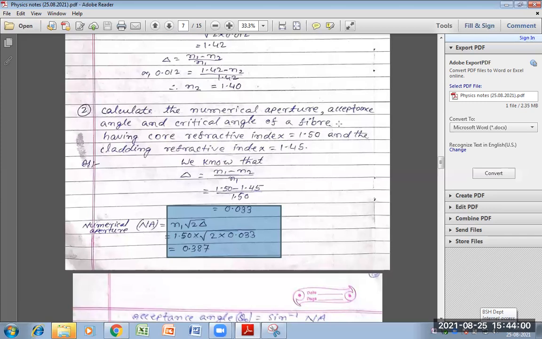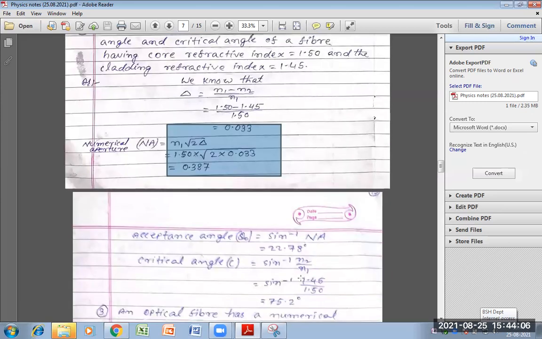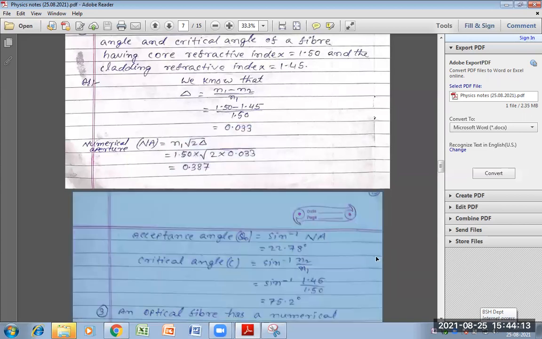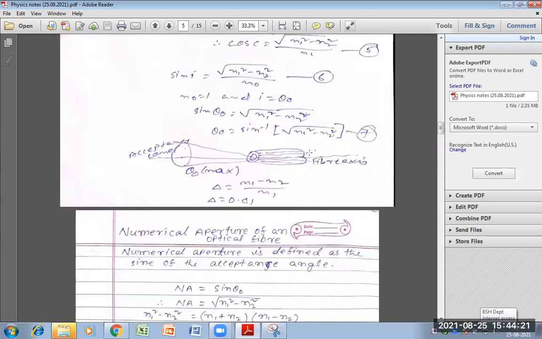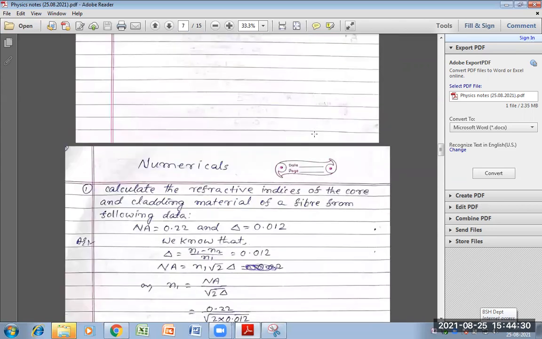Now next question, we have calculated the acceptance angle. So we know that acceptance angle is equal to sine inverse root under n1 square minus n2 square. We know this thing. So in place of root under n1 square minus n2 square, this part here, equation 7, we have written NA.